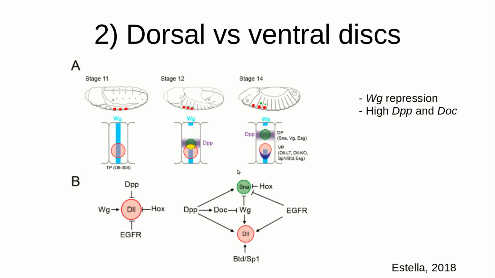So this dorsal primordium, which is expressing snail, is the one that is going to give rise to the wing and to the halter, well, to the wing in the second thoracic segment and to the halter in the third. And the ventral primordium is the one that is going to give rise to the legs.